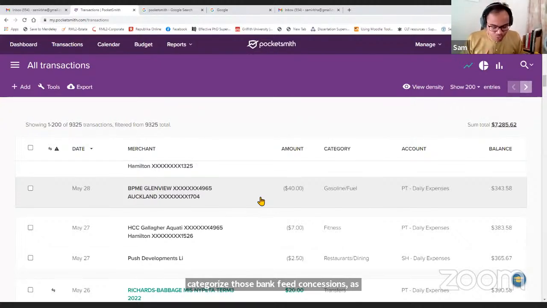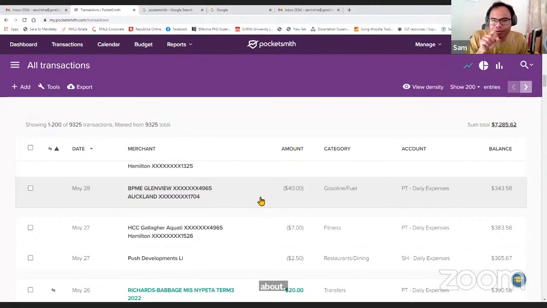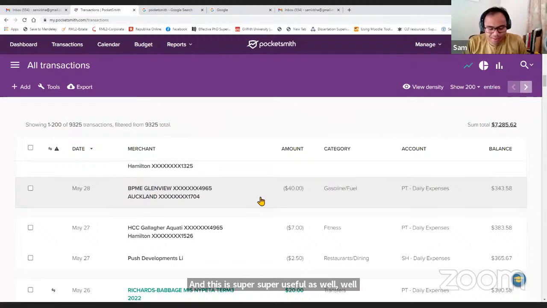So you don't have to worry anymore about looking at your bank account at the end of each month and going like, oh, what did I spend this all on? Because it's all going to come out in your PocketSmith and you're going to be able to capture every single thing. And this is super, super useful as well when you look at your accounts and go like, oh crap, why do I have so little money? Well, then you can actually check out what you've been spending it on.